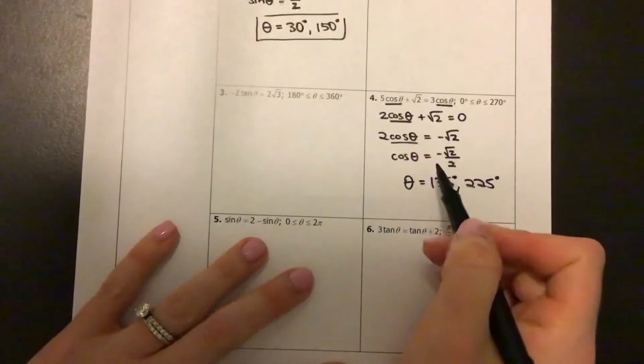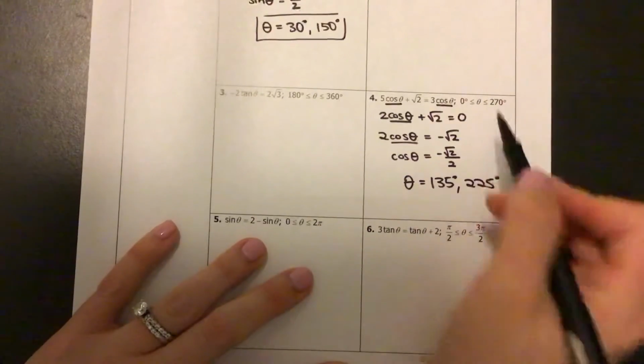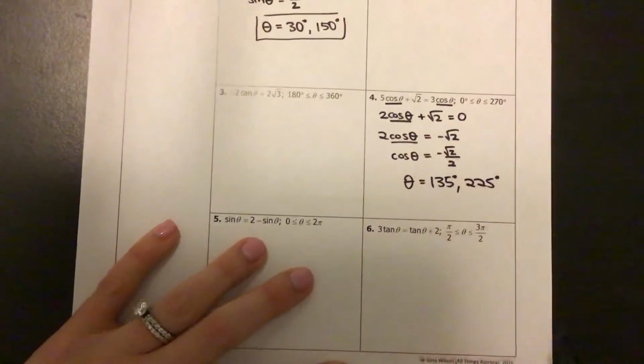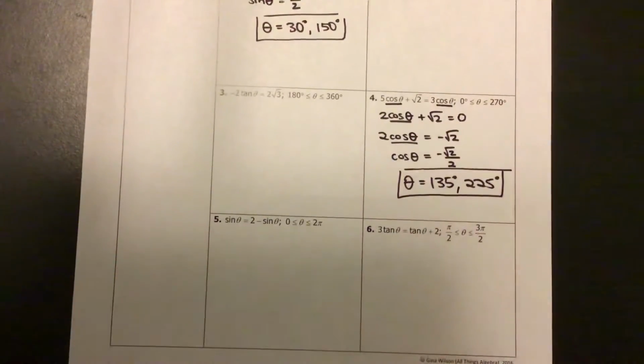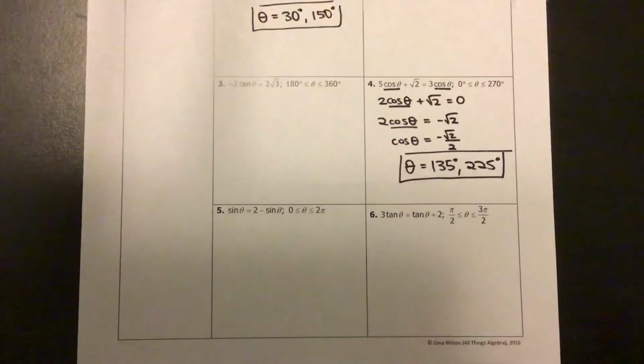And finally, the last thing we do is to look up at our given interval, make sure that our answers fall within that interval. If they do, they work. If they do not, they're extraneous. So don't worry, I know it hasn't happened yet, but it will happen. Last one on this page that we're going to look at is number 6.